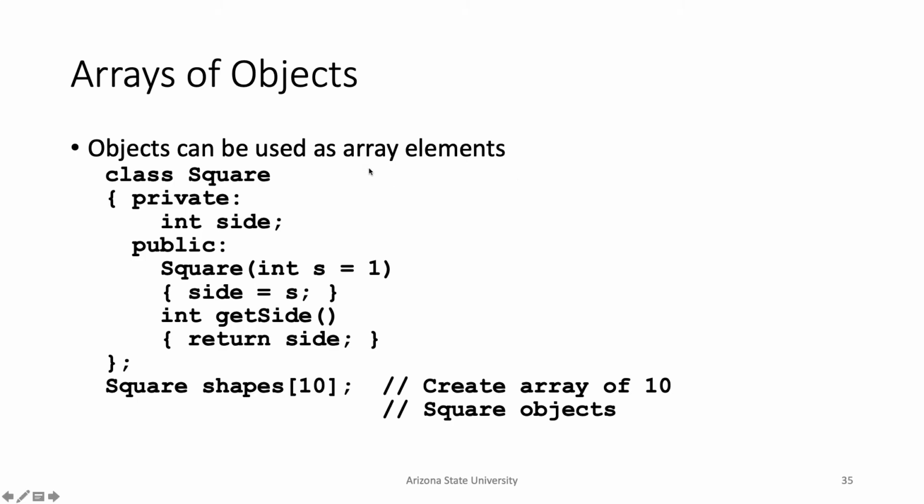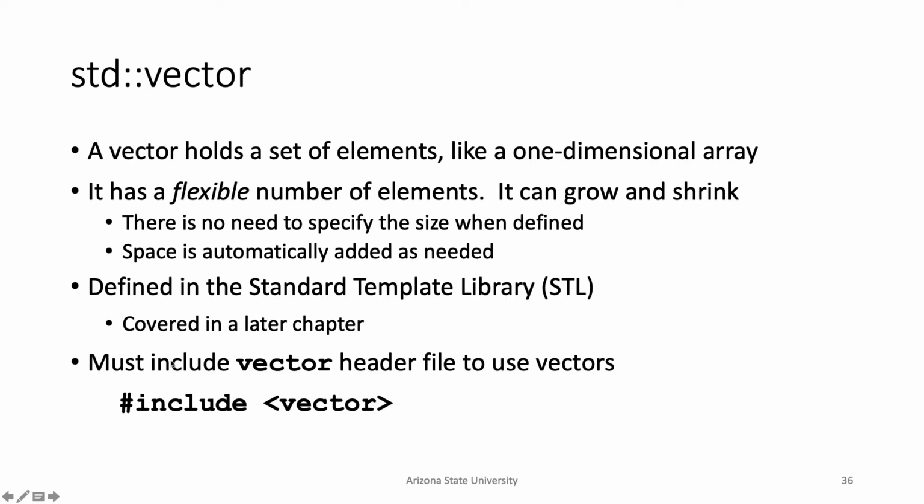You can have arrays of objects like we have discussed before. So the array can be of any type that you want, including user-defined types like square.